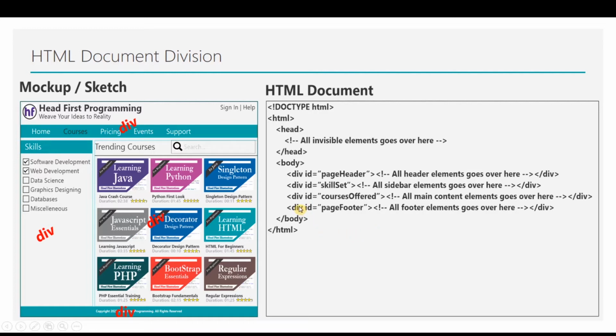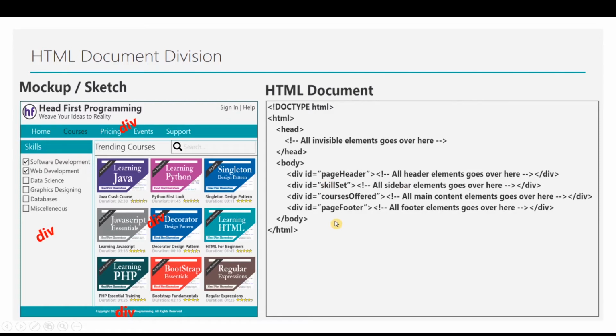Now, merely adding a div element does not provide us any clue of the types of contents it wraps around. To make the div element more descriptive, we add the ID attribute to each one of the div elements and assign them values that best describe the inside contents. So ID equals page header means that all page level header elements will be wrapped by this div element, and the same is true for the other div elements that follow.